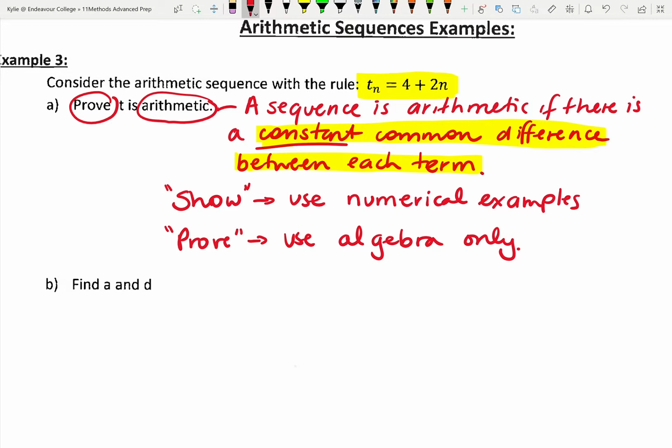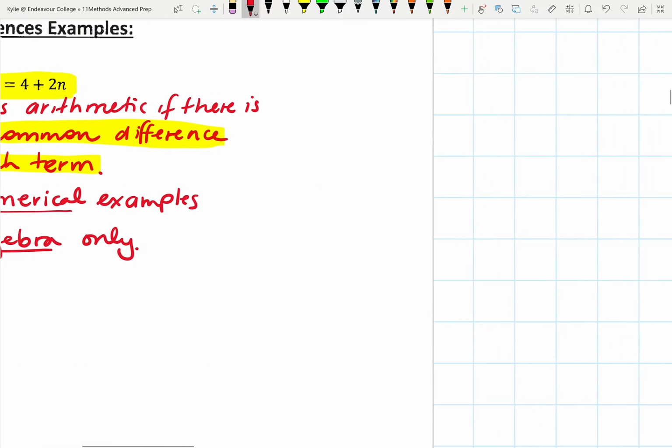If you want to use numerical examples, then really that is only a show question. So to show that it's arithmetic, you would use numerical examples and show that the difference between the two is the same. With prove, you must use algebraic examples. To show you the difference, I will show you prove first and then I'll show you show afterwards. So first of all, we'll do prove, and remember it is only using algebra, not specific examples.